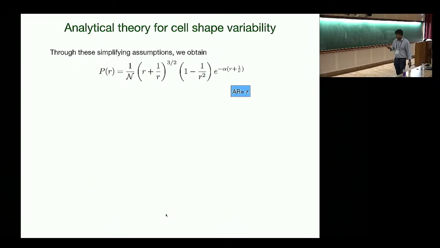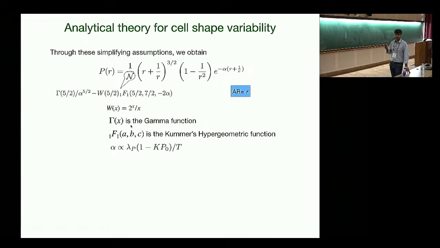So then one can ignore this area term and go through the derivation to obtain the distribution of the aspect ratio. Here I am writing the aspect ratio as R. And one obtains this particular form, where n is a normalization coefficient, and we have the exact expression for that. It contains R plus 1 over R, which appears because of that particular combination that I was showing earlier. This to the power 3 by 2 times 1 minus 1 over R squared, e to the power minus alpha times R plus 1 over R.